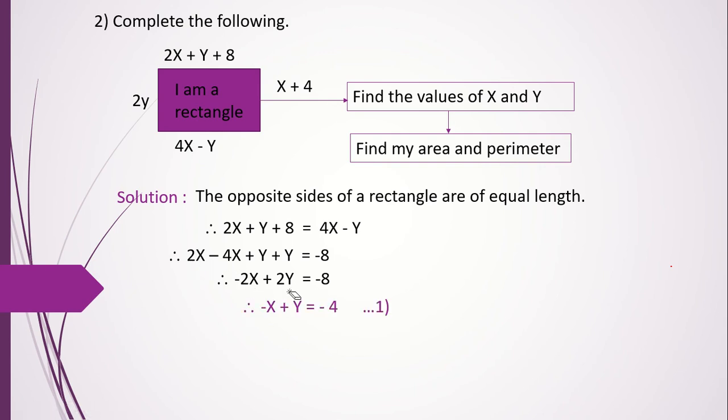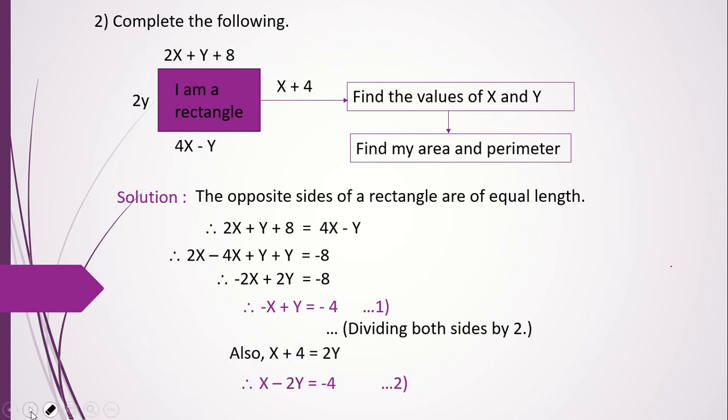So dividing both sides by 2 now, minus x plus y is equal to minus 4. Dividing both sides by 2. Now you can equate this one, 2y is equal to x plus 4. This x plus 4 is equal to 2y. So 4 goes that side, becomes minus 4. 2y comes this side, becomes minus 2y.